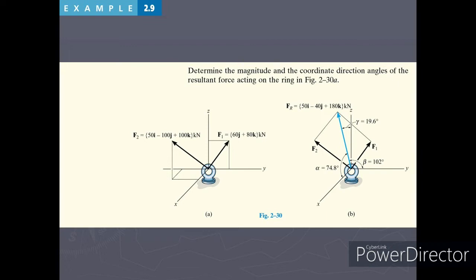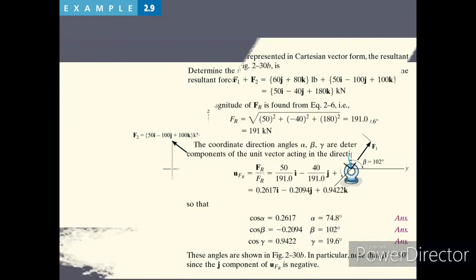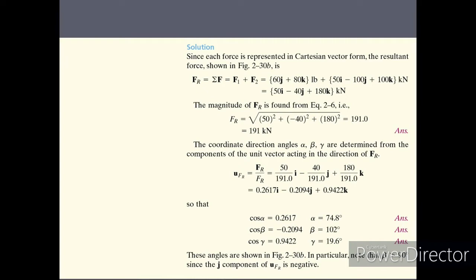Here, the problem says determine the magnitude and the coordinate direction angles of the resultant force acting on the ring. You have a ring, you have two forces, F1 and F2. Fortunately here, all the forces are given in vector form. So we are just asked to find the magnitude and the coordinate direction angles of the resultant force, which is straightforward. We used our parallelogram to depict the resultant. And then, in this case, no need to take the triangle and do all the calculation for the angle and what have you, because the vectors are already given in vector form.